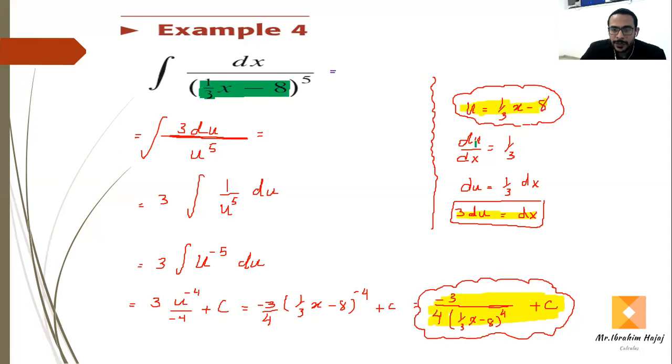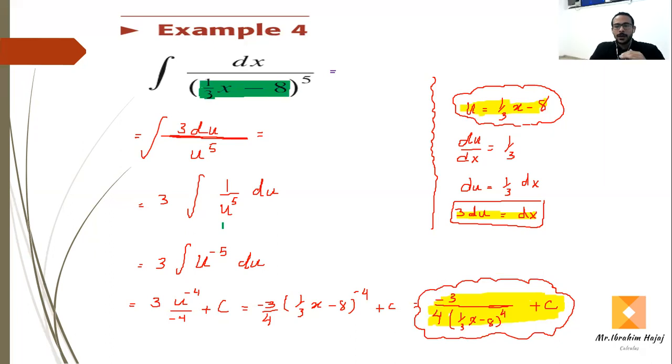Step 2 is to differentiate, find the derivative of this equation with respect to x also. du over dx equals 1/3. Find the dx to replace this dx here: dx equals 3 du. And then replace the u by 1 over 3x minus 8 and replace the dx as 3 du. The constant 3 you can move through the integral symbol, and then 3 times the integral of u power negative 5.